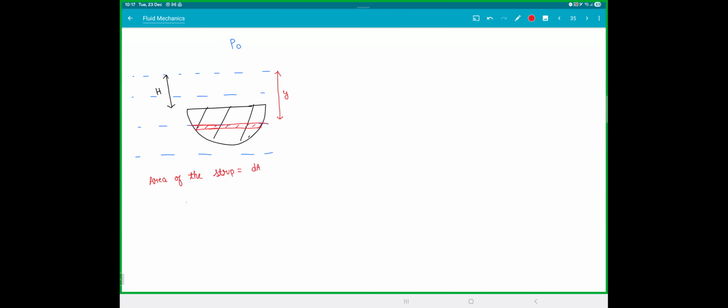Okay? So the force acting on this small strip is the pressure, which is P naught plus rho g y into dA. So if you want to find the force on that entire half disk, we have to integrate P naught into dA plus rho g into y dA. So if you can integrate this, my job is done. Okay? Now let's see something interesting.